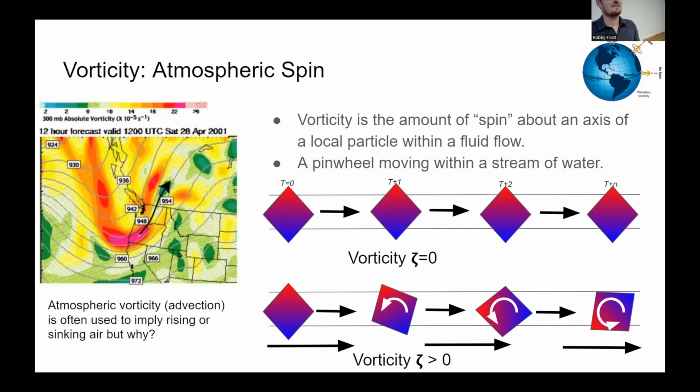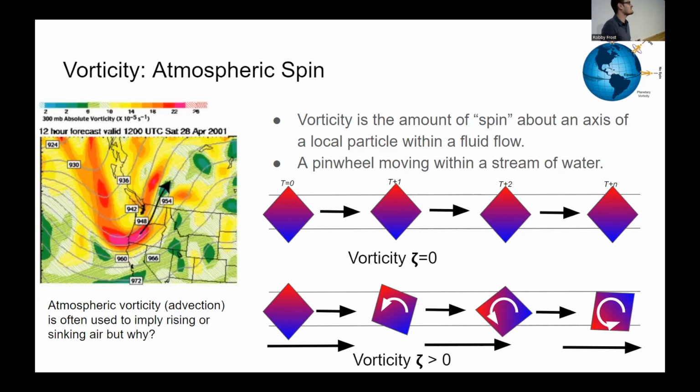Yeah. The water is curved. Think about, we just talked about the stream, right? If the stream is straight and the pinwheel is going with it, then there's no vorticity. But if the stream is curved, like in a trough, if you have a stream of air that's curved, that actually still causes the pinwheel to spin.